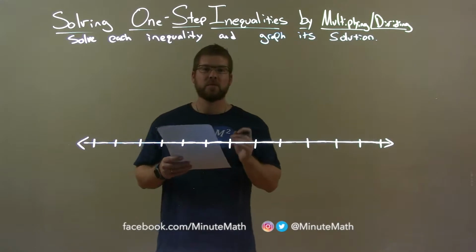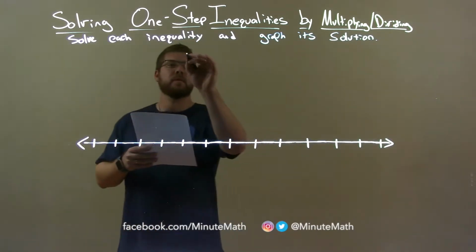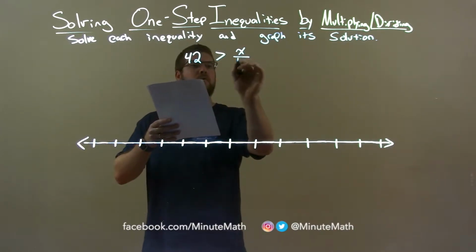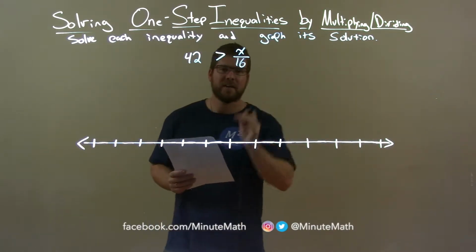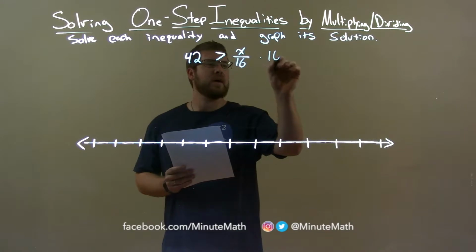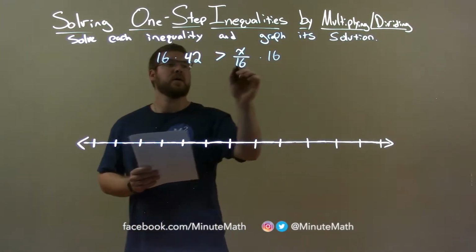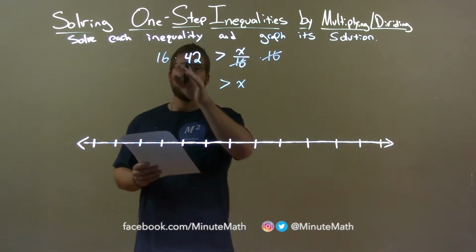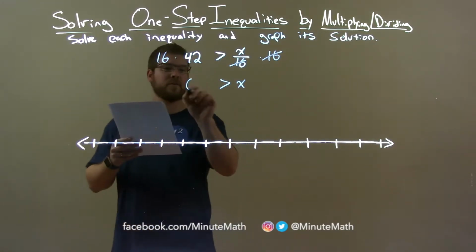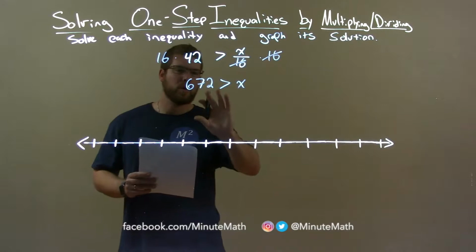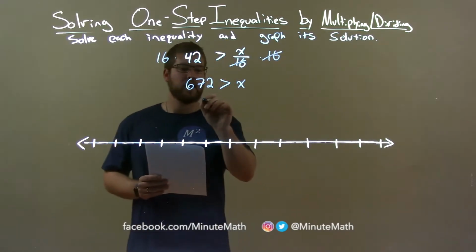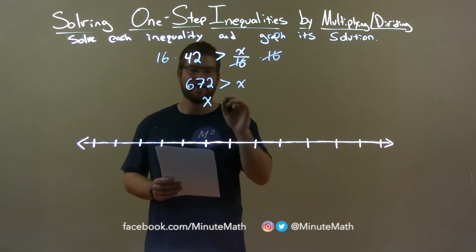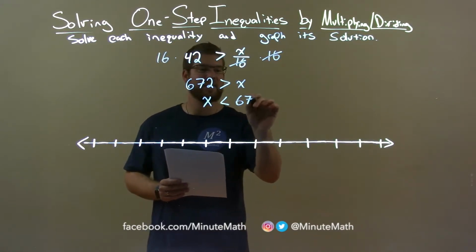Now, if I was given this inequality, 42 is greater than x over 16, to get x by itself, I'm going to multiply both sides by 16. The 16's cancel on the right, giving me x completely by itself. 16 times 42 is 672. We can rewrite this to have x come first. So 672 is greater than x is the same thing as x is less than 672.